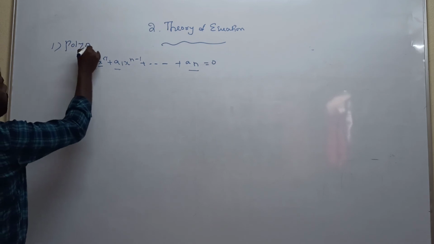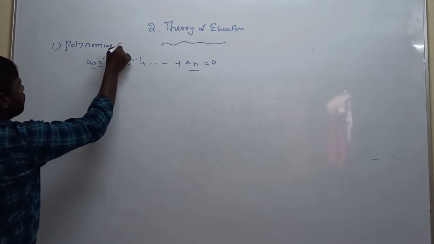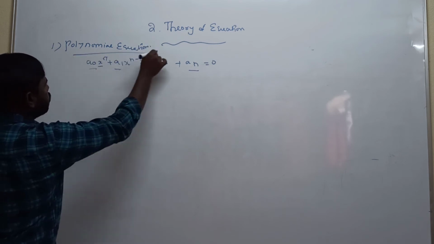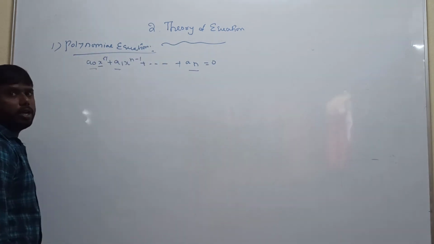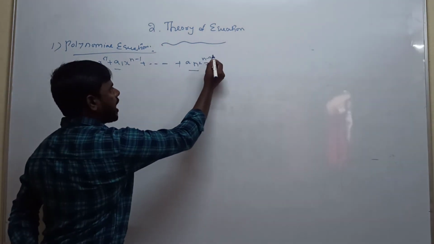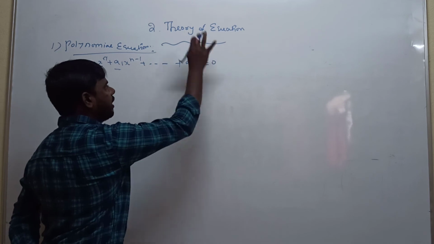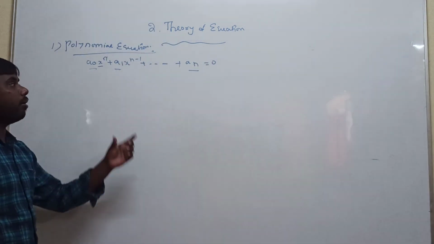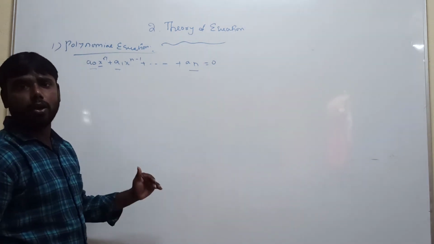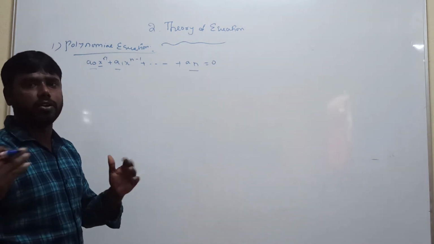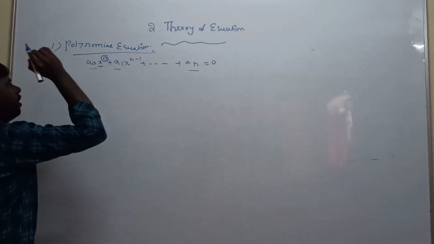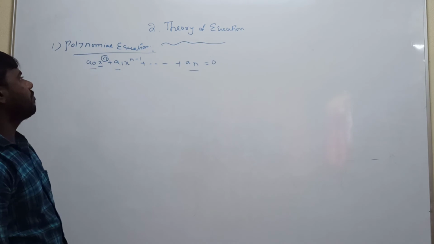What is the definition of a polynomial equation? An expression of the form a0 x to the power of n plus a1 x to the power of n minus 1 plus and so on, up to a suffix n. Here x to the power of n minus n is x to the power of 0, whose value is only 1, that's why we are not writing it here. So an expression of the form a0 x to the power of n plus and so on, up to a suffix n, is equal to 0, where a0, a1, a2 and so on are constants, is called a polynomial equation of degree n in the variable x.